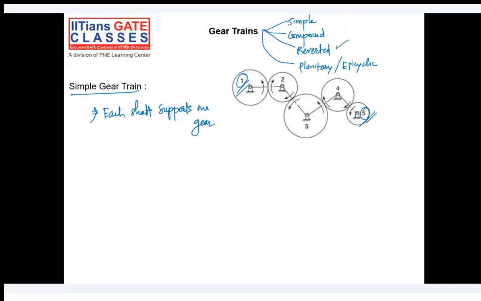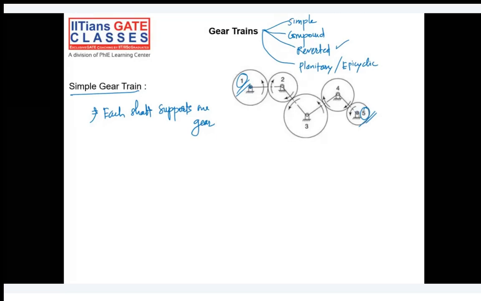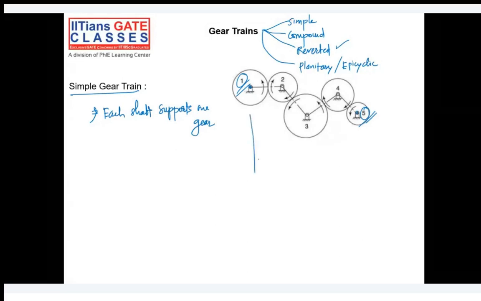In a reverted gear train, it is more or less similar to the compound gear train, but the axis of the driving gear and the driven gear is the same. Here the axes for the first and fifth gear are different, right? They are far apart from each other. But if the axis of the first gear and the axis of the last gear coincide with each other, we call it a reverted gear train. It is also a type of compound gear train. And the last one is the planetary gear. In all these cases, what we can see is that the shafts are fixed.